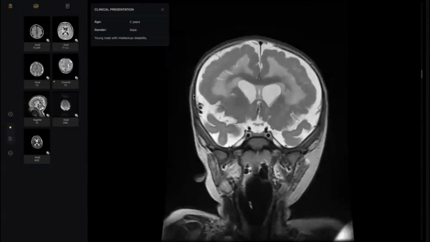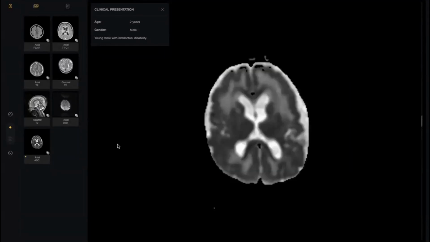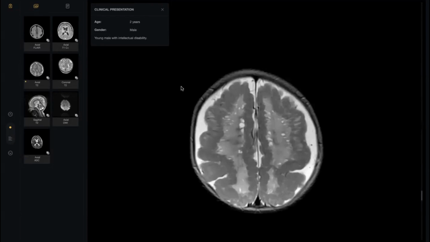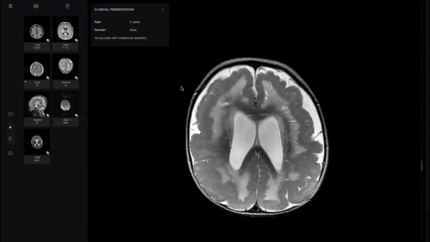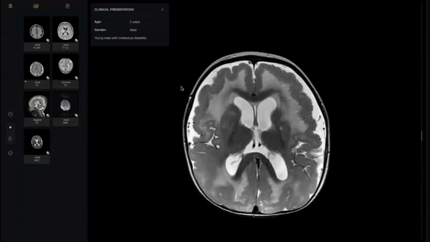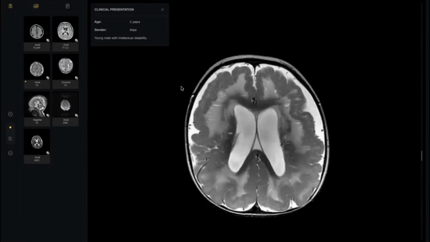In these images, this is a coronal image, and these are axial images. I can appreciate that there are abnormal areas of hyperintensity noted along both paraventricular regions with some dilated cystic spaces as well. This is giving us some sort of tigroid appearance. Don't confuse yourself with tigroid.